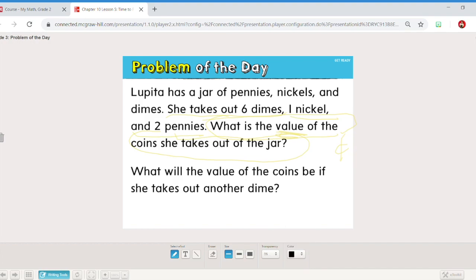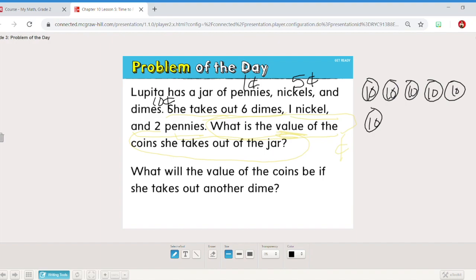I know that dimes are 10 cents each. I know that nickels are 5 cents each, and pennies are 1 cent each. So if she has 6 dimes, I'm going to draw it out over here. She has 6 of them, 4, 5, 6, and each one is 10. So I'm going to draw that in there. There are lots of different ways of doing this strategy. This is the one that makes sense for me.